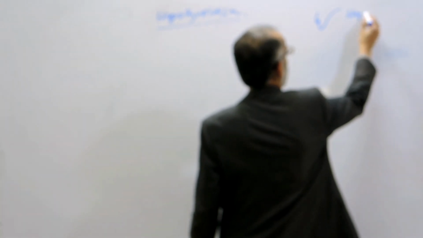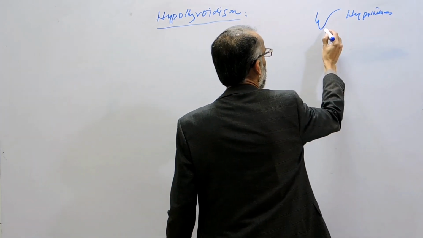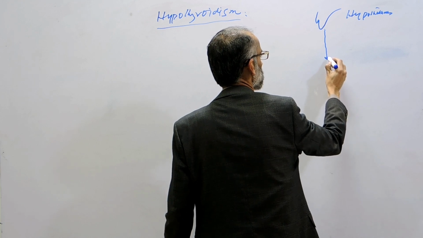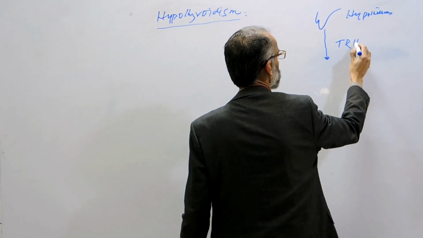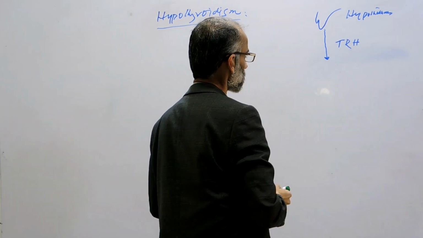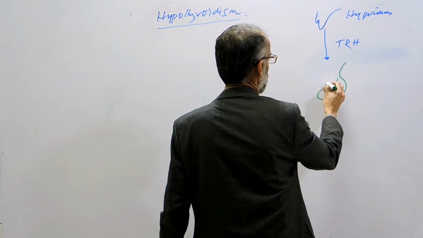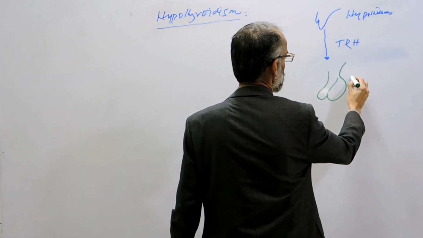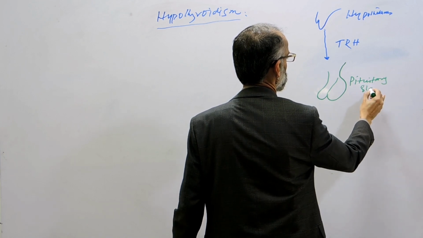this is the hypothalamus. Hypothalamus produces thyrotropin releasing hormone. Thyrotropin releasing hormone acts on the anterior pituitary gland. This is the pituitary gland.